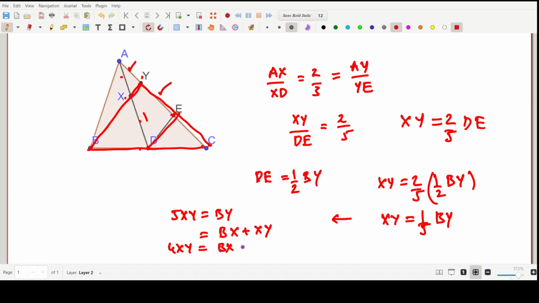So basically, what we are trying to do here, we drew a line DE which is parallel to BY, and AX and XD are related. What does that mean? XY and DE are related. XY by DE is nothing but 2 by 5. Now, this DE and BY are related. Why? Because this line is parallel to BY. At the same time, D is the midpoint of BC, so this is half of this. So XY is related to DE, DE is related to BY. Using these two relations, we have proved that actually 4 times XY is actually BX, right?